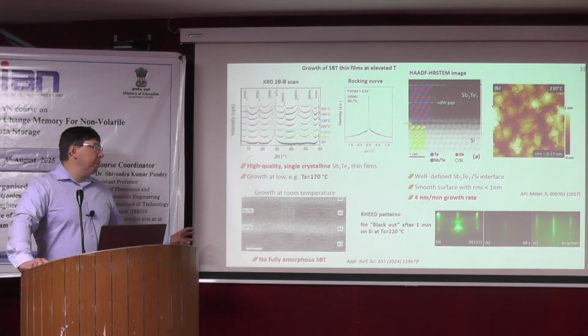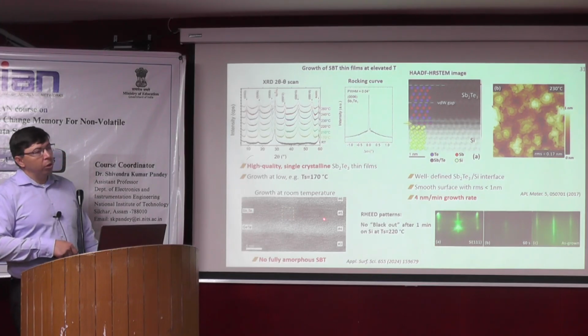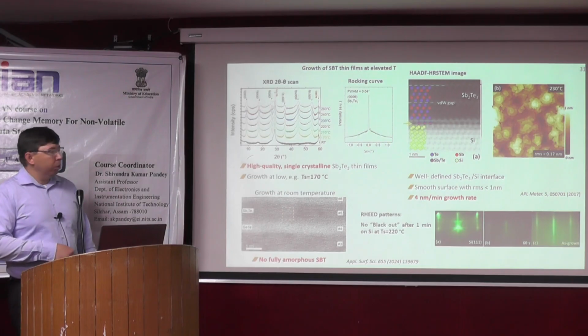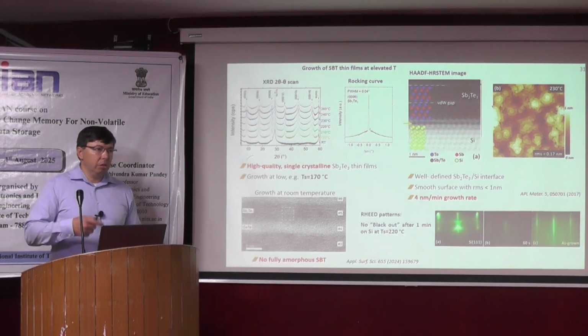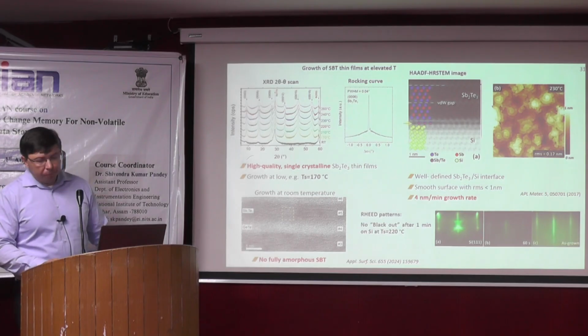Maybe some people can produce this amorphous phase, but maybe they have a slightly different stoichiometry. Maybe they are a little bit tellurium rich, I can guess, and then you can stabilize the phase. But we used an Sb2Te3 target, and we are sure that it's the composition we want.